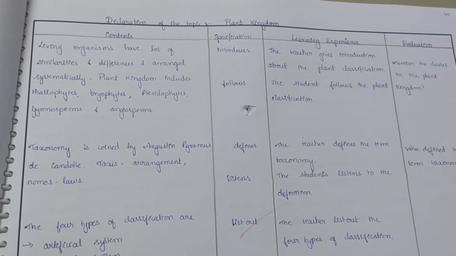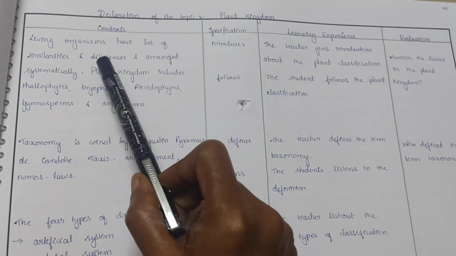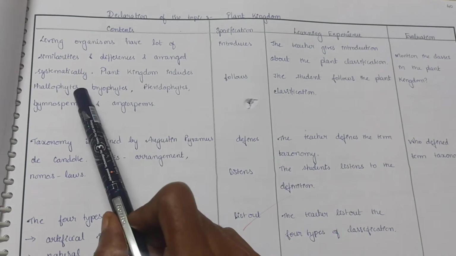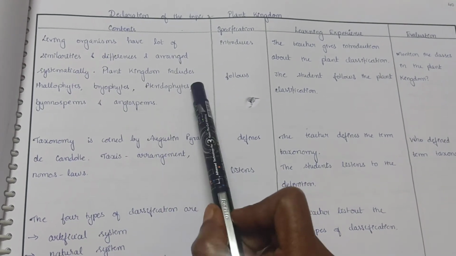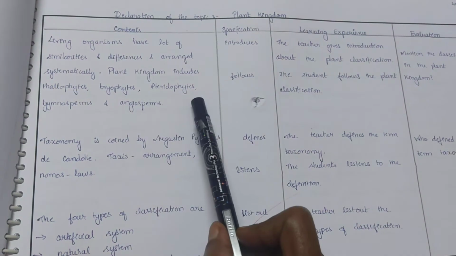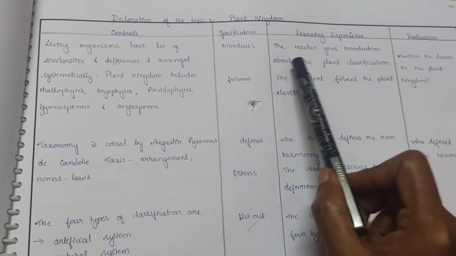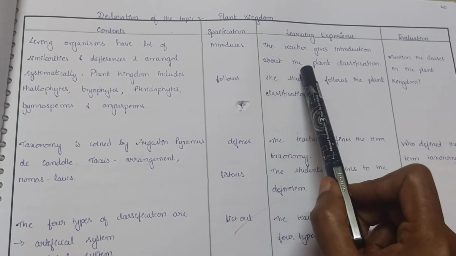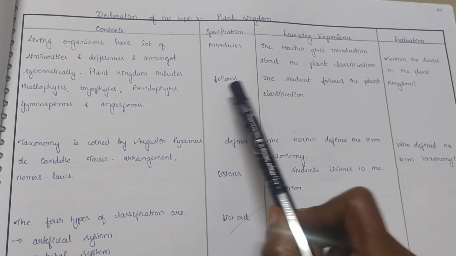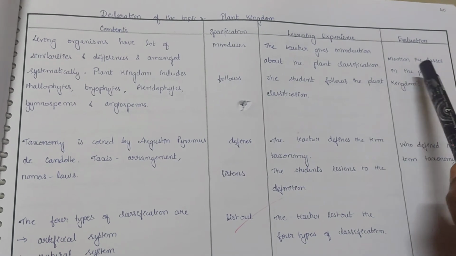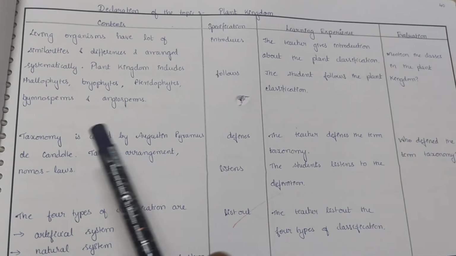Declaration of the topic: Plant Kingdom. Content: living organisms have a lot of similarities and differences and are arranged systematically. Plant kingdom includes thallophytes, bryophytes, pteridophytes, gymnosperms and angiosperms. Introduces: the teacher gives an introduction about the plant classification. Follows: the student follows the plant classification. Mention the classes in the plant kingdom.